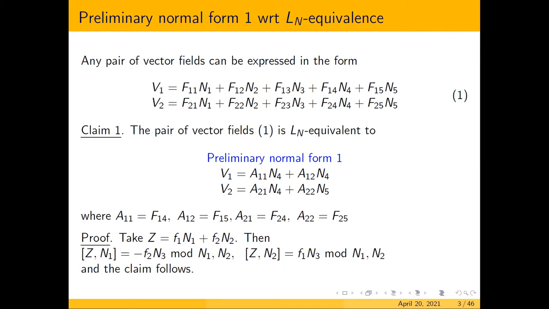So it's a theorem that we can describe any distribution by vector fields: first vector field N1 plus quasi-homogeneous terms of degree 0 and bigger, second vector field N2 plus quasi-homogeneous terms. No, it's okay, thank you.